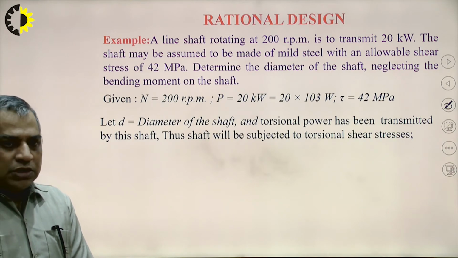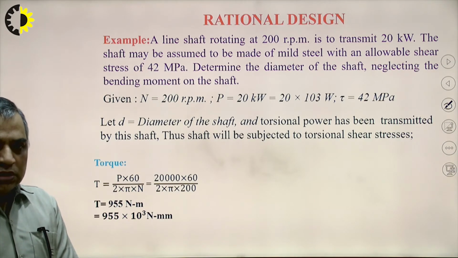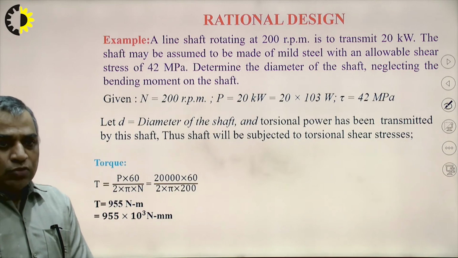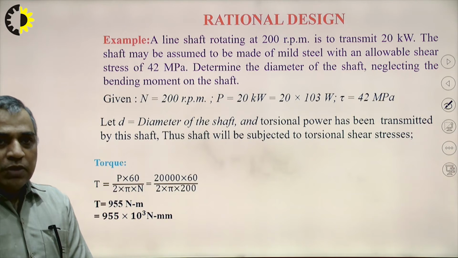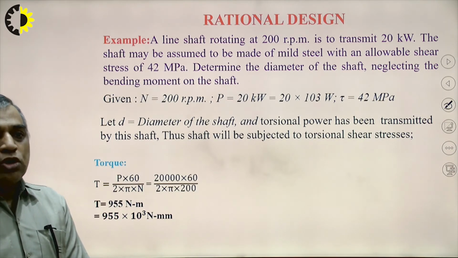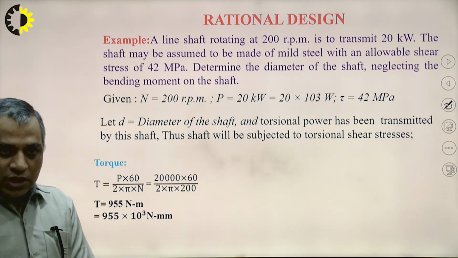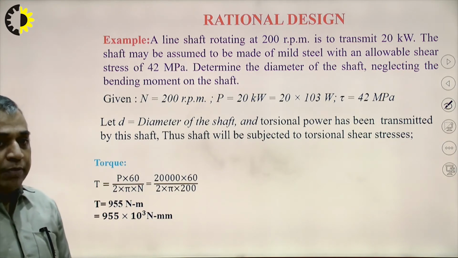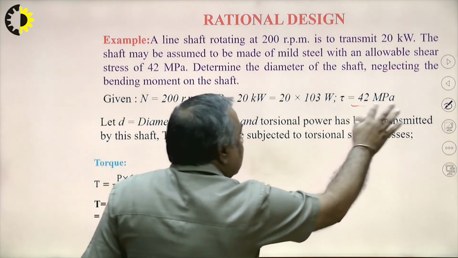Shaft is subjected to the torsional shear stresses. So first we need to calculate the torque. This torque is P into 60 upon 2 pi n. So power is given 20 kilowatt, that is 20,000 watt, multiplied by 60 divided by 2 pi n. If you solve it, you will get torque is 955 Newton meter, or 955 into 10 to power 3 Newton millimeter.